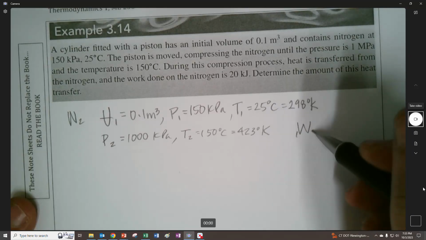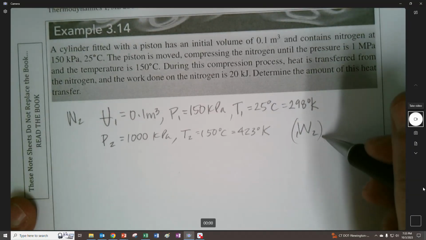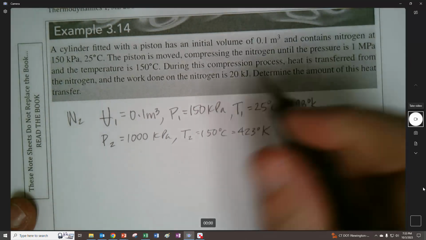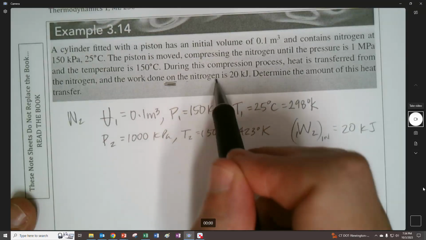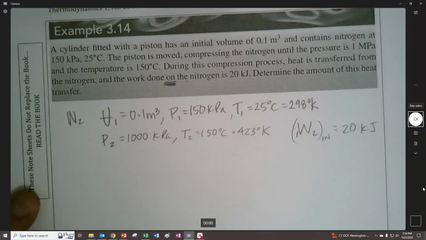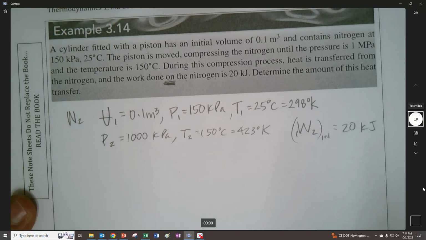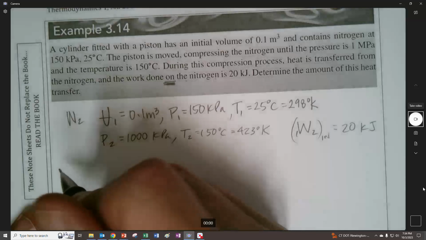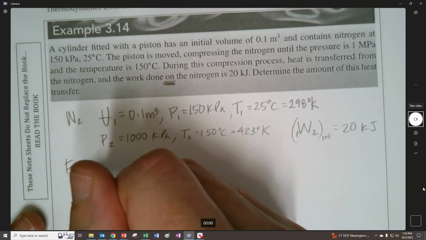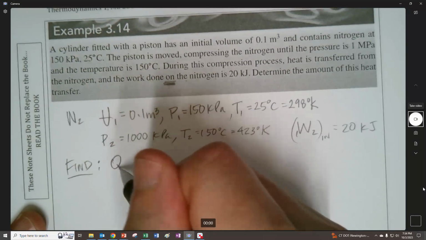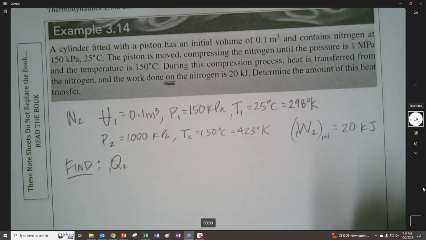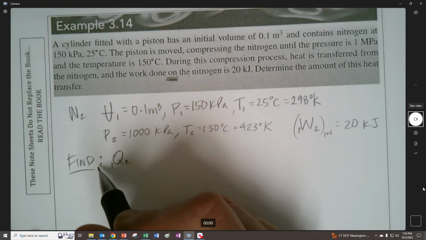And work 1 to 2 is in. We might put that in there just to be clear, because work is done on the nitrogen. Most of the time, remember, our work is coming out, so the work in is going to have a different sign. So we're going to try to find Q1 to 2.